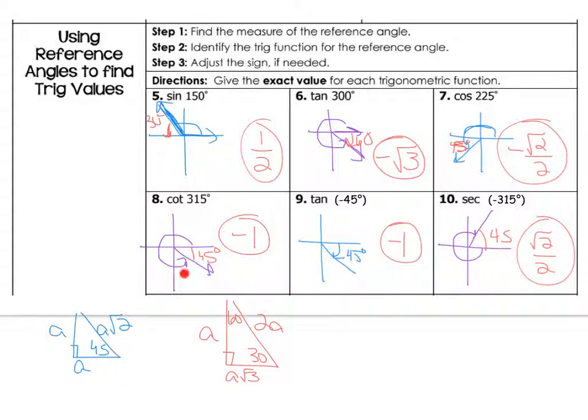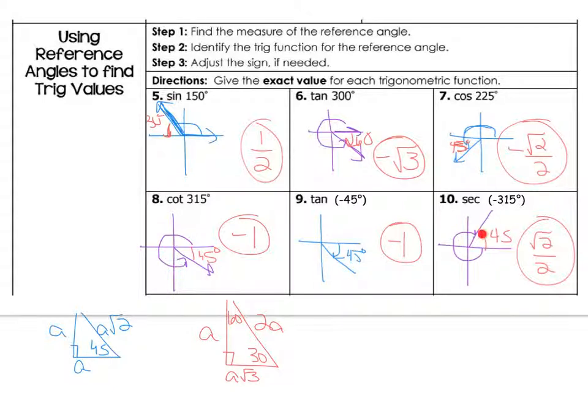Number 9 ends up being the same thing as 10. Those would be coterminal angles, right? One of them went down this way, one went all the way around, but they ended up in the same place. And so the tangent of negative 45 degrees ends up being the same thing as the cotangent of 315 degrees. Number 10, I have negative 315 degrees.